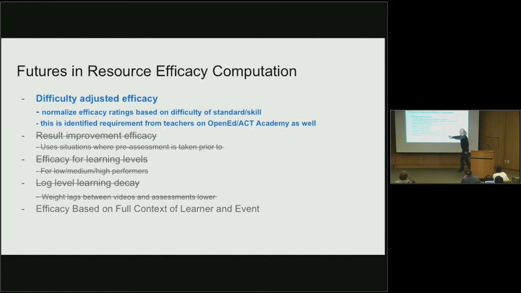But what we really want to do is step back and say, hey, all these things, what we want to do is do a more robust prediction. Instead of saying, let's do it based upon learning levels, let's take everything we know about the student.